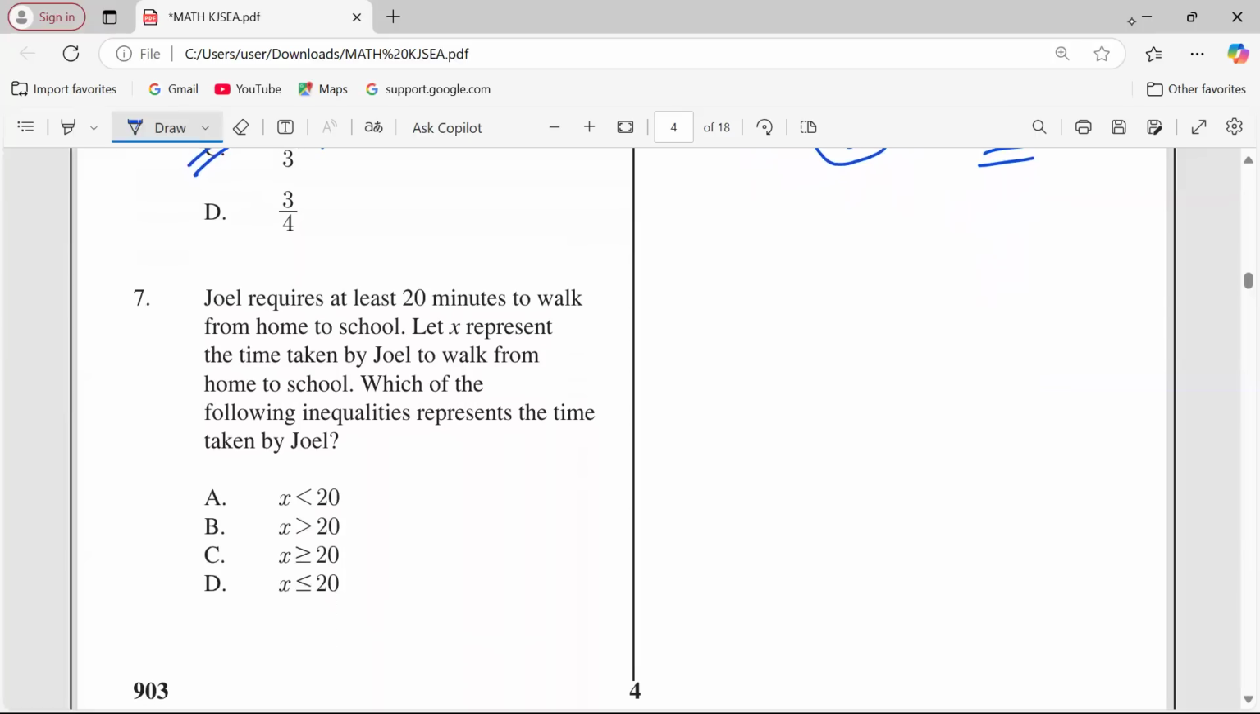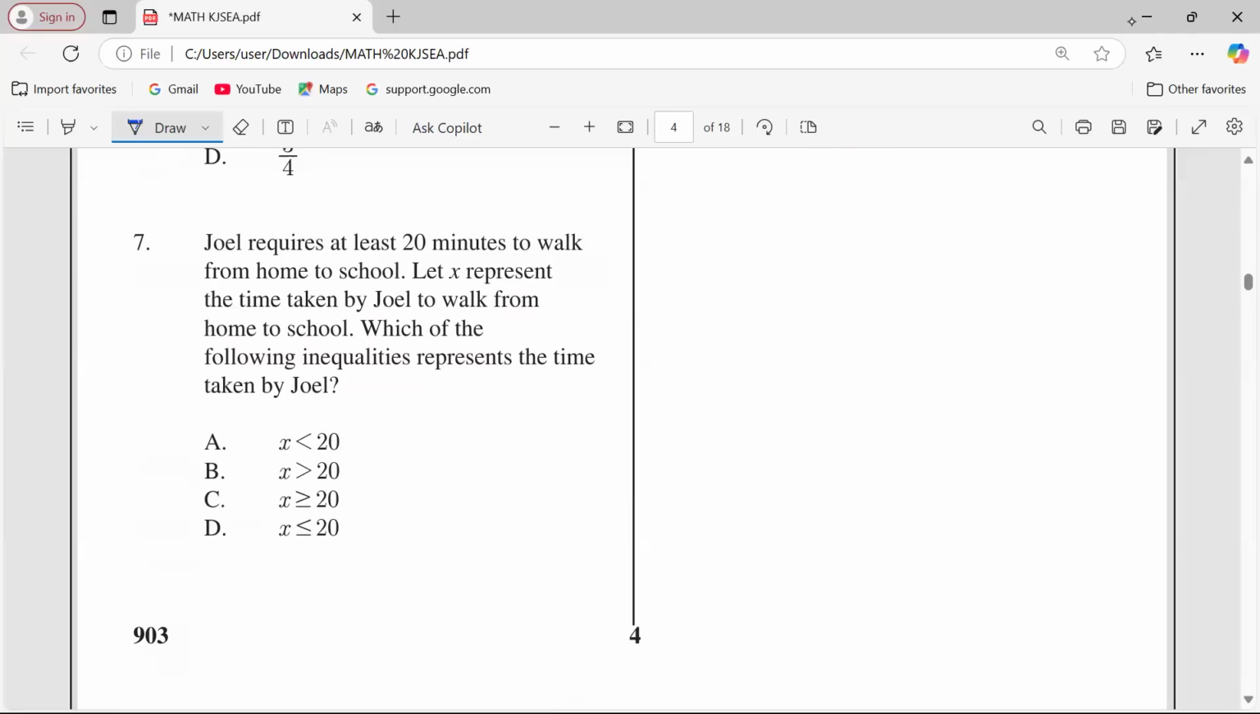Number 7. Joel requires at least 20 minutes to walk from home to school. Let x represent the time taken by Joel to walk from home to school. Which of the following inequalities represent the time taken by Joel? Logically, Joel is going to take a minimum of 20 minutes. When we say at least 20 minutes, we mean walking from home to school. Joel can take 20, can take 21, 25 minutes, as long as it's 20 and above.